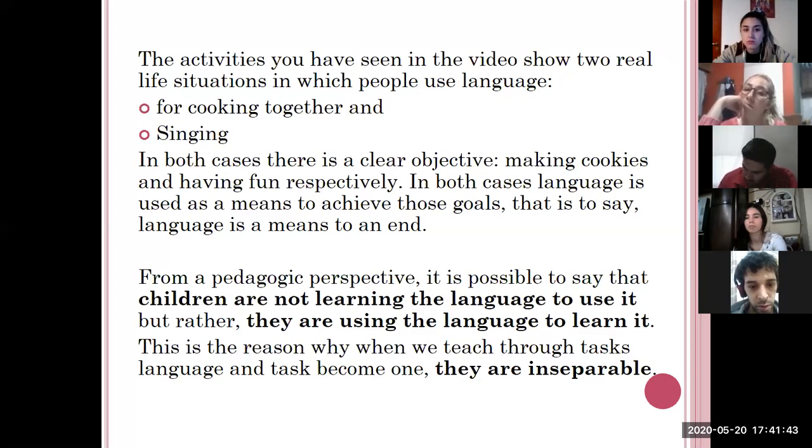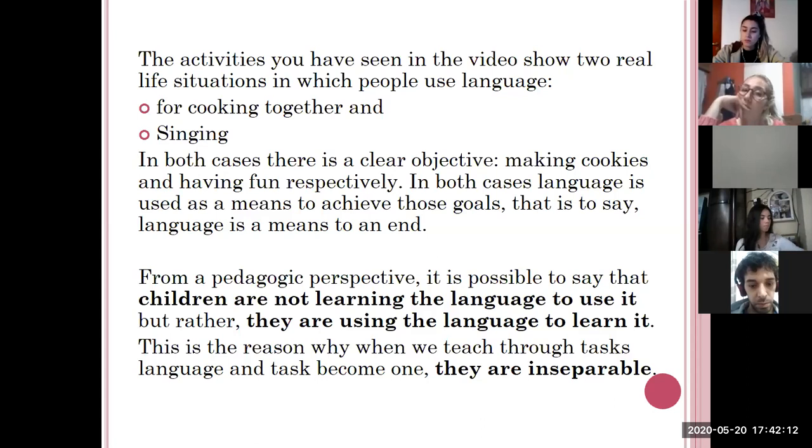Okay? Is that clear? You see the difference, right? So this is the reason why when we teach through tasks, language and tasks become one. They are inseparable. Think about that. The communication is going to break in less than a minute. Think about that while you try to join the classroom again. Language and tasks become one. They are inseparable. All right?